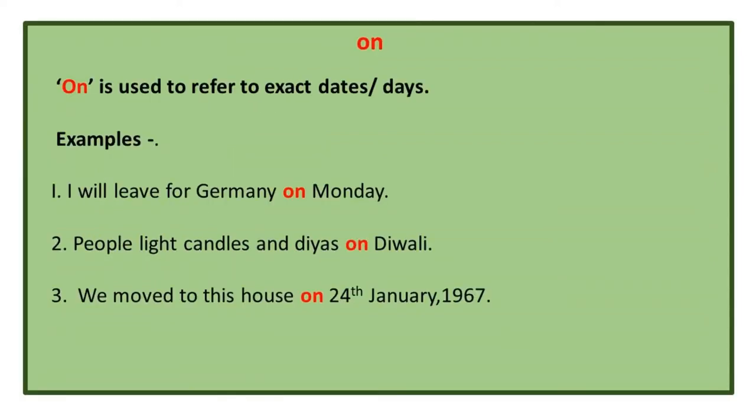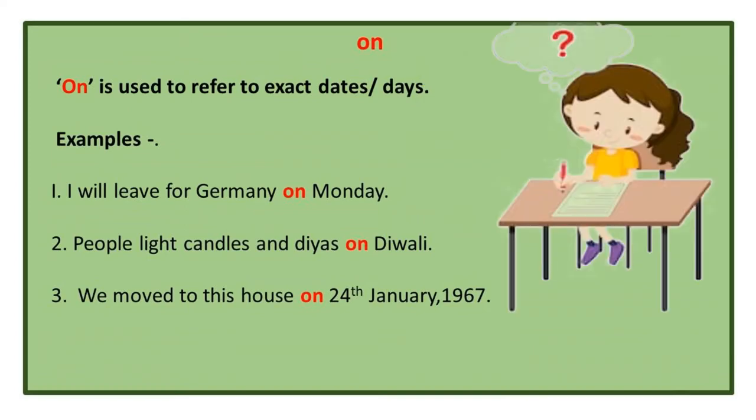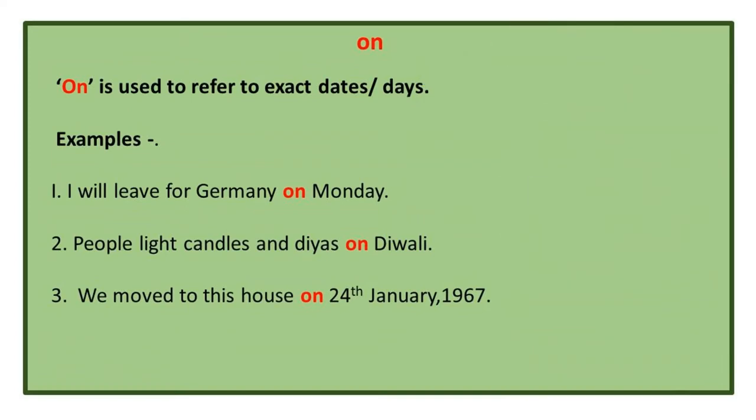The preposition on is used to refer to exact dates or days. Like we say, on 15th March, on birthday, on anniversary, on the day of examination, and so on. I am reading the examples. Please repeat after me.